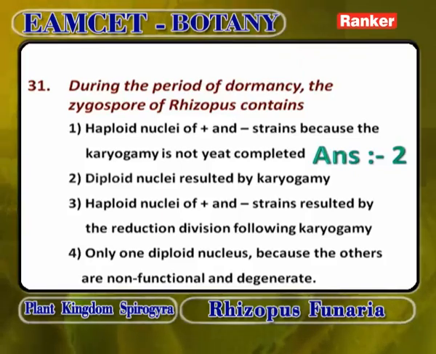During the period of dormancy, the zygospore of Rhizopus contains haploid nuclei of plus and minus strain because karyogamy is not yet completed, is wrong. Diploid nuclei resulted by karyogamy is correct. Haploid nuclei of plus and minus strain resulted by the reduction division is wrong. Only one diploid nucleus because the others are non-functional and disintegrate is wrong. So the answer is diploid nuclei resulted by karyogamy. Second option.